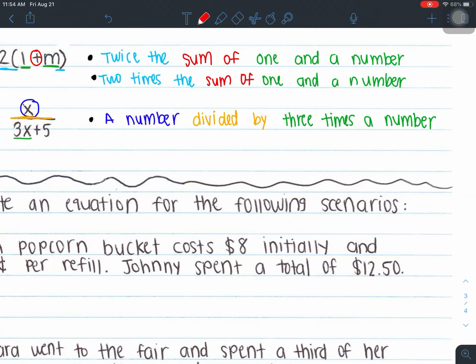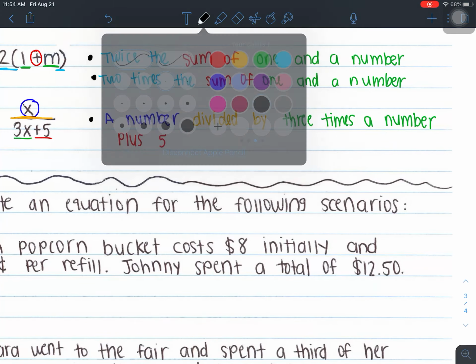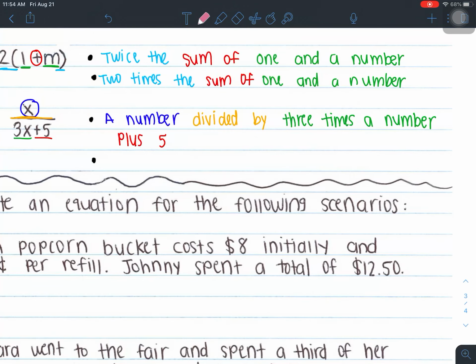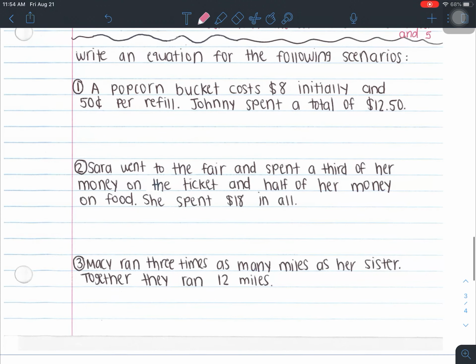Three times a number, and then plus 5. And then another way you could say this, and I'm just going to write it all in pink: a number divided by the sum of 3 times a number and 5. So that is also another way. So I'm giving you lots of ways you could technically translate this.